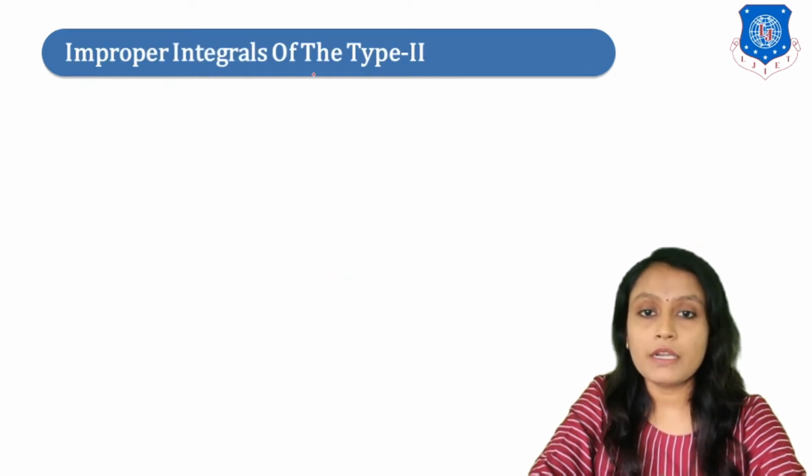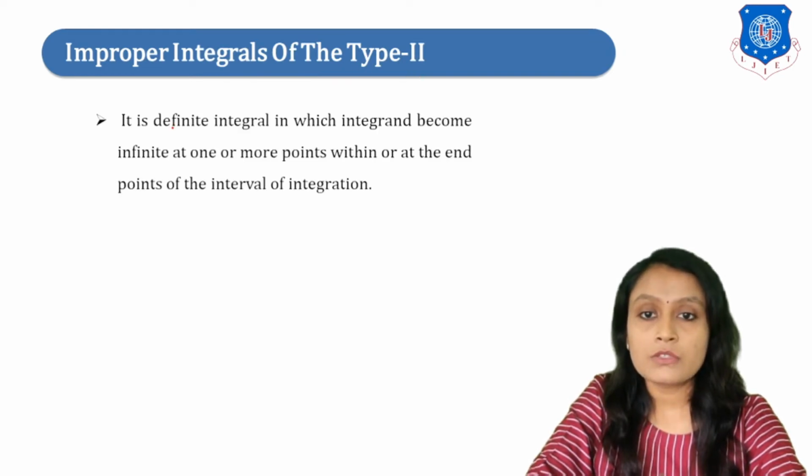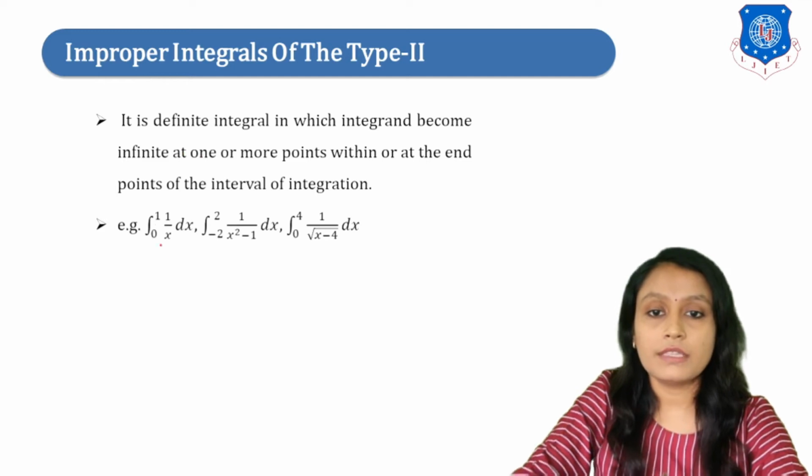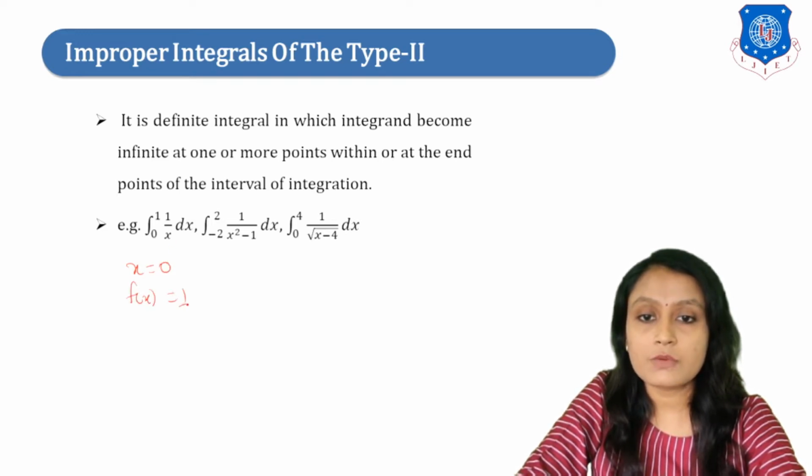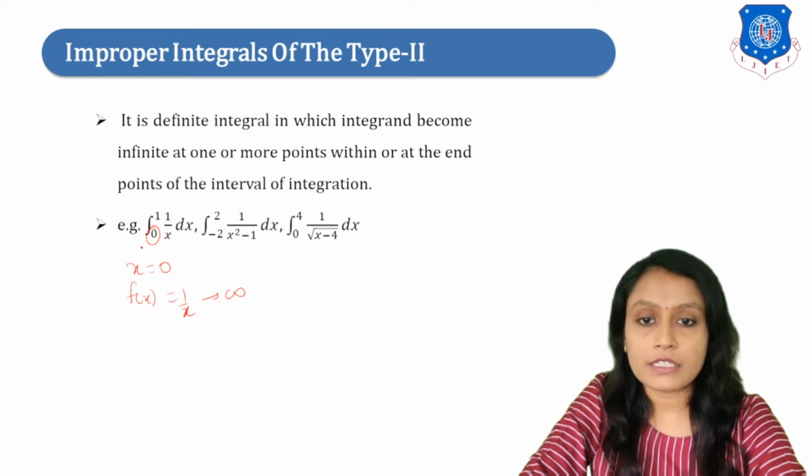Now let's study improper integrals of type 2. It is a definite integral in which the integrand becomes infinite at one or more points within or at the end points of the interval of integration. So let's understand this with the help of an example. Now we have this integration from 0 to 1 of 1 upon x dx. Now the limits are not infinite, but if you substitute x equals 0 in this function f(x), that is 1 upon x, this term will go to infinity at this end point, right.